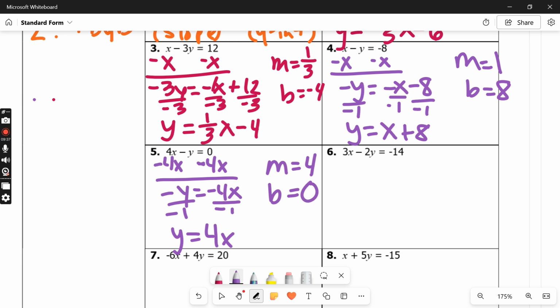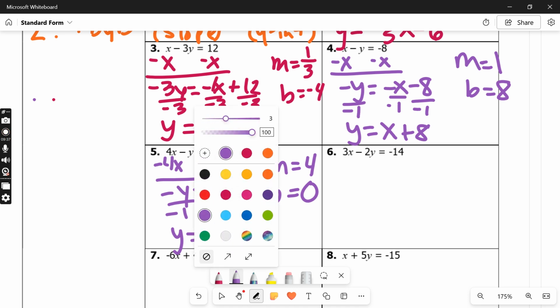You could pause the video here and try the next few on your own and then come back and double check to make sure you got the same thing.